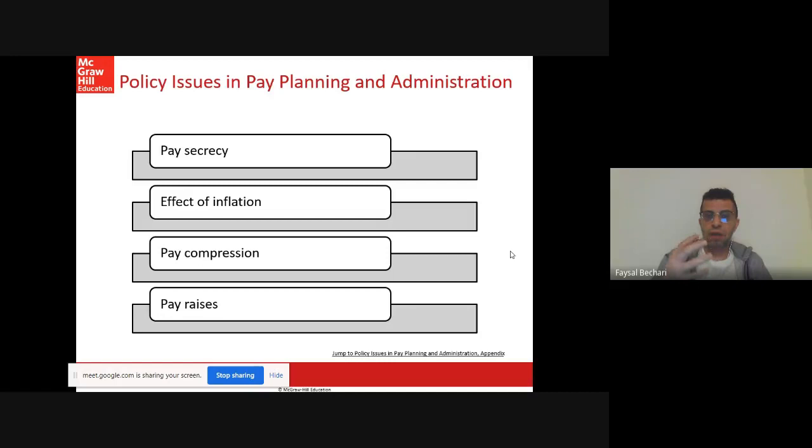Policies that you need in pay planning and administration, that you need to evaluate and have in place, include the policy on pay secrecy: how secret should it be from one person to another how much they get paid. You need to look at the level of inflation. If it's very high, then you need to increase their salaries to keep up with inflation. You need to consider pay compression. You want to make sure, if possible, you pay as low as possible. And if there are pay raises, you want to give them on time.